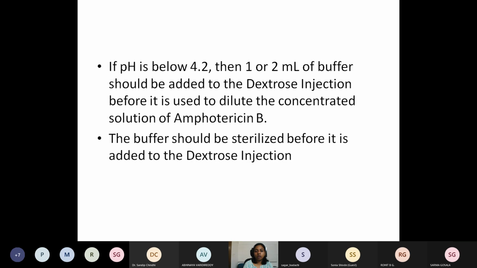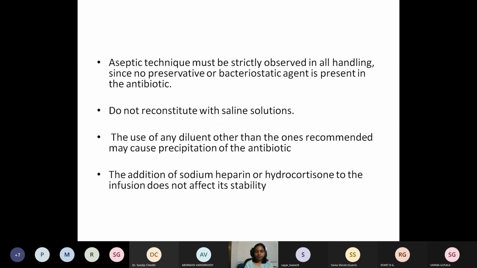Now the dextrose that we get commercially has a pH of 3.5 to 6, an average pH of about 4, and that's probably the reason why we don't do this routinely, nor is this easily done. But they've said that in case the pH is below 4.2, then you have to add 1 to 2 ml of a phosphate buffer that is available commercially before it is used to dilute the concentrated solution of amphotericin. The buffer should be sterilized in case we need to add that.